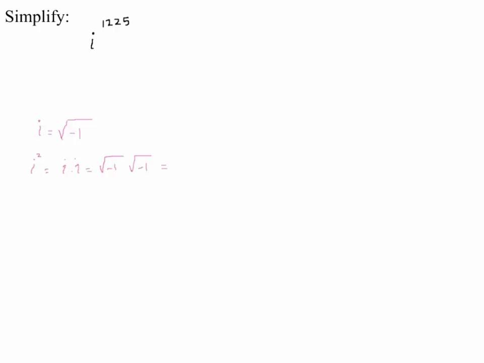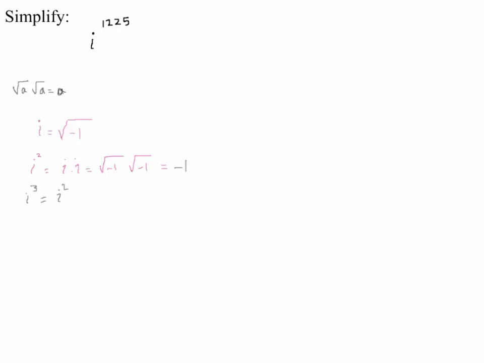Can somebody tell me what this I squared is equal to here? Grab a mic if you know. -1. -1, yeah. Okay, so we're going to remember I squared is equal to -1. Again, you can recall the square root of A times the square root of A is equal to A. That's how we get the square root of -1 times the square root of -1 is equal to -1.